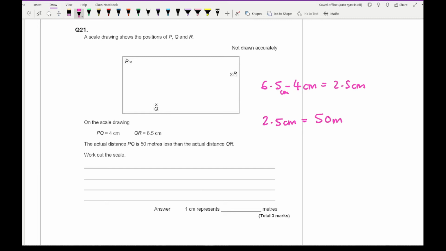So basically what that entails is that 2.5 centimeters equals 50 meters. Now what I need to do is divide both numbers by 2.5. So if I divide that by 2.5 and divide this by 2.5, what I end up with is 1 centimeter equals 50 divided by 2.5. So here what I need to do is 50 divided by 2.5, which is 500 divided by 25. And how many 25s are in 100? That's 4. So it's going to be 4 times 5, which is 20. So the answer is that 1 centimeter equals 20 meters.